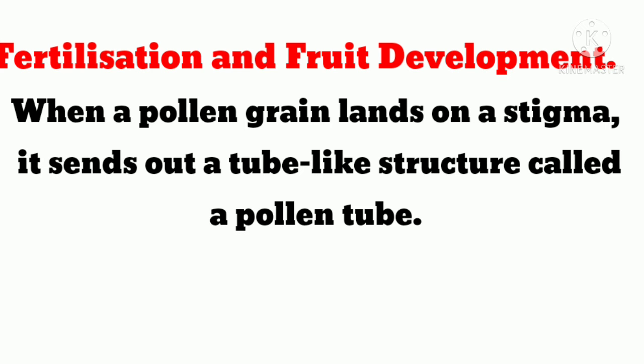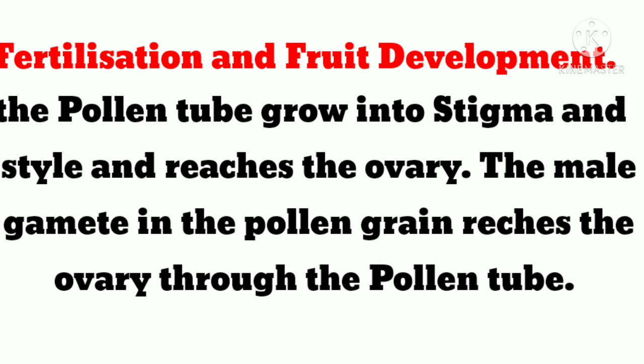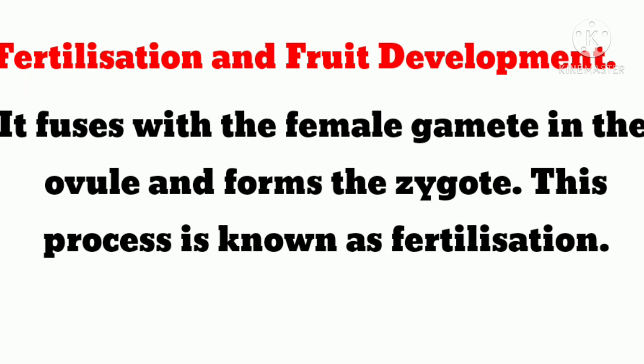Now, fertilization and fruit development. When the pollen grain lands on the stigma, it sends out a tube-like structure called the pollen tube. The pollen tube grows into the stigma and style and reaches the ovary. The male gamete in the pollen grain reaches the ovary through the pollen tube. It fuses with the female gamete in the ovule and forms the zygote. This process is known as fertilization.